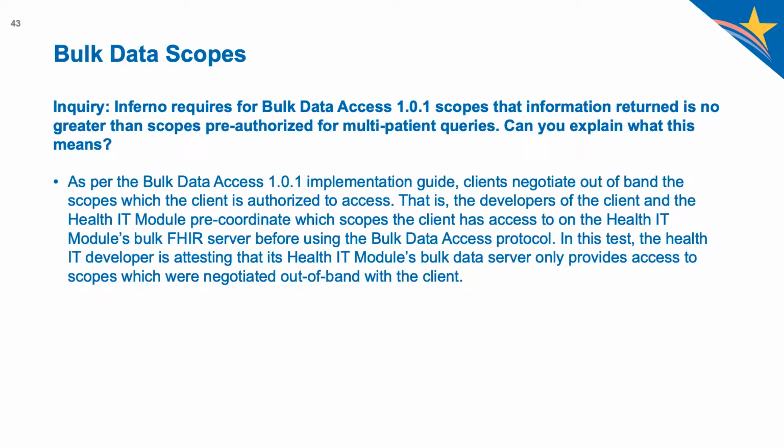So as per the bulk data access 1.0.1 implementation guide, clients negotiate out of band the scopes which the client is authorized to access. Now, that means that the developers of the client and the Health IT module pre-coordinate which scopes the client has access to on the Health IT module's bulk data FHIR server before using the bulk data access protocol. So for this test, the Health IT developer is attesting that its Health IT module's bulk data server only provides access to scopes which were negotiated out of band with the client. Next slide.